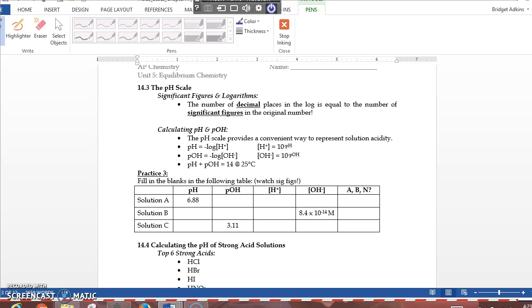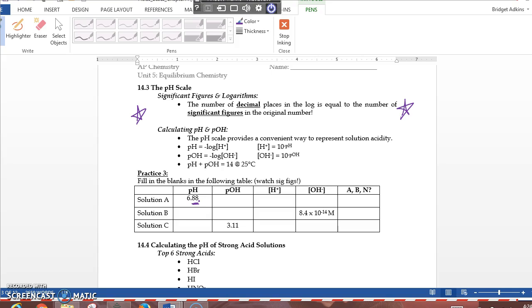And I don't believe we did the new sig fig rule. It's been a while since you've learned it. So here it is, and it's about logs in particular. It says that the number of decimal places in the log is equal to the number of significant figures in the original number. I'll show you how that works. For example, if we look at 6.88, somebody has taken a log of a number to get there. So you look at the number of decimal places. It has 2 decimal places.